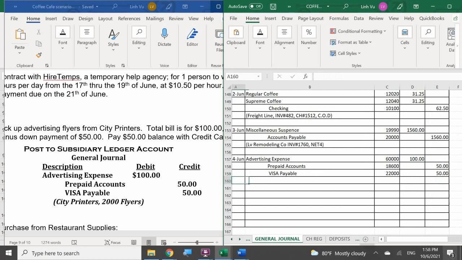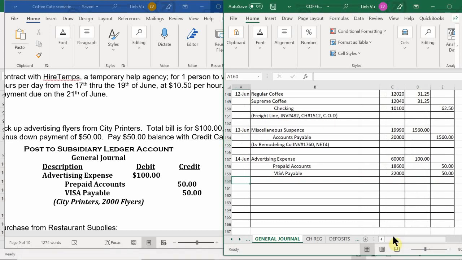Okay, Visa payment. So in this case, who's this vendor? City Printer. What did we buy? We bought the flyers and we paid with Visa. That's it. Okay, so we're going to the ledger. City Printer.